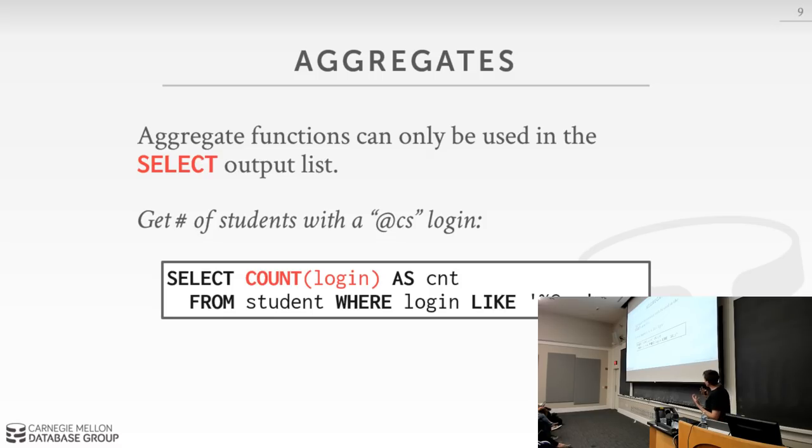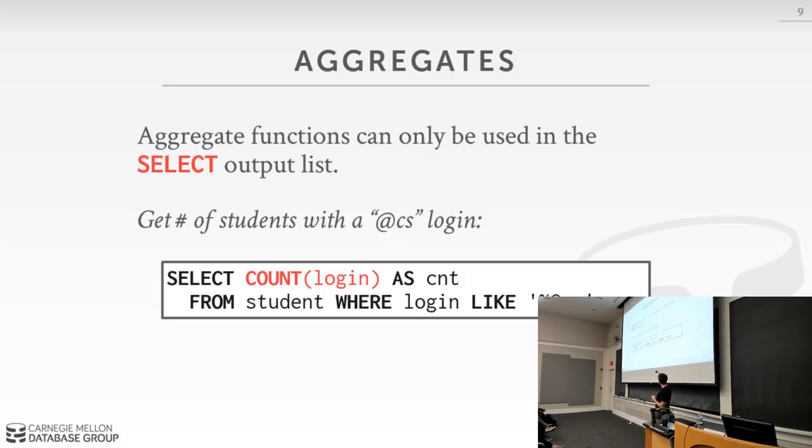So the most important thing to remember about aggregations is that the aggregation can only appear in the output list of the select statement, right? So I have it here. It's saying this is what I want to produce at the output. I can't have it in these other parts here, because it doesn't really make sense. You're computing the aggregation after you've applied a filter to figure out what tuples actually match your where clause.